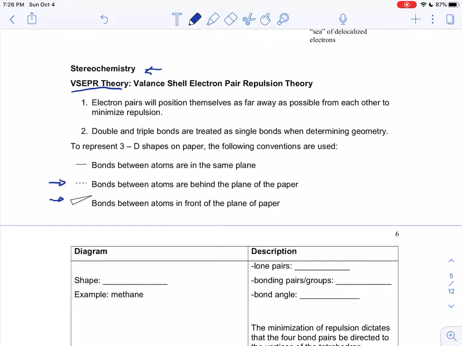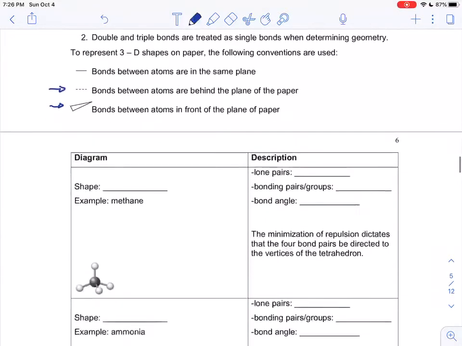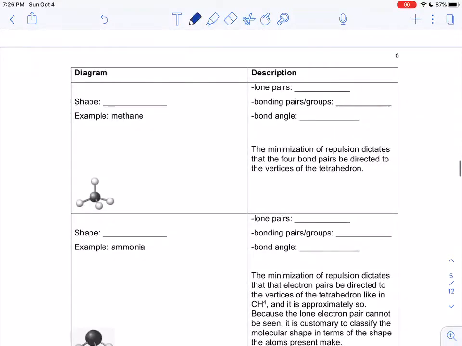So the idea is that this is 3D, coming from all around, not flat on a sheet of paper. So we're going to start going through the shapes, and one of the things that you'll see is that lone pairs and bonds, or bonding groups as we'll start calling them, around the central atom are really important in determining what shape it is and how we draw this. Our first example is going to be methane, and the formula for methane is CH4.